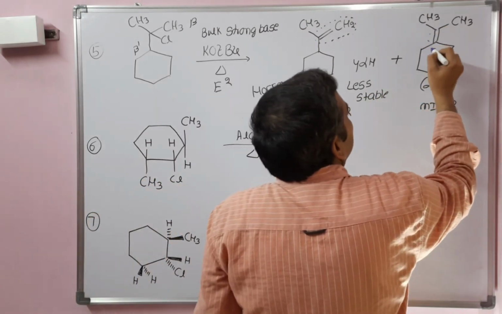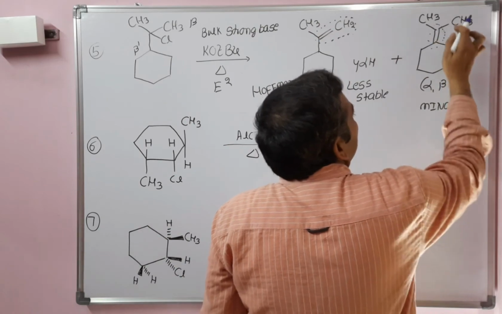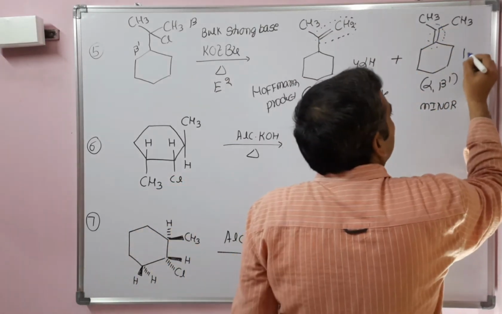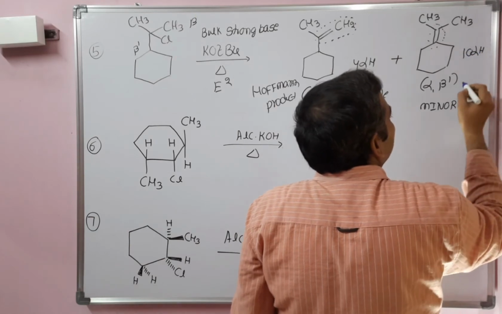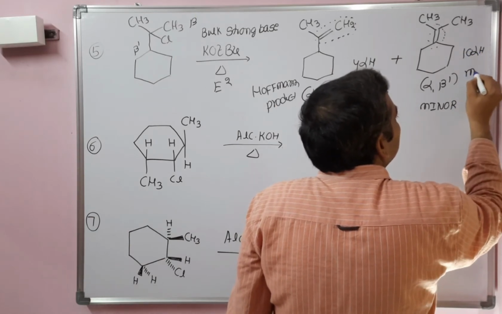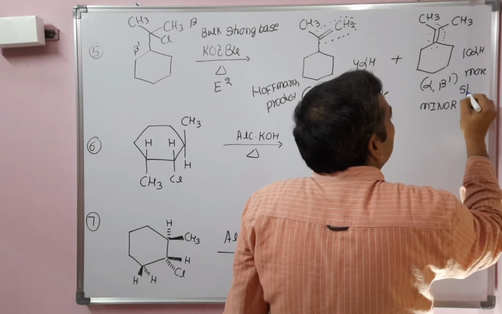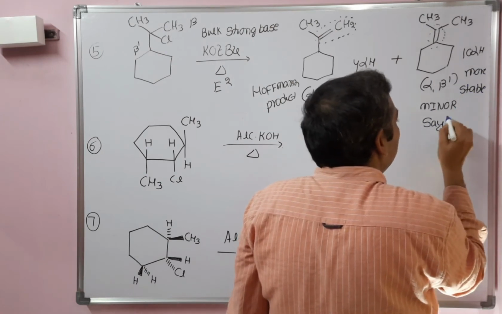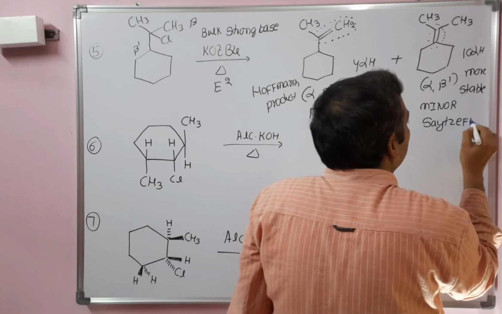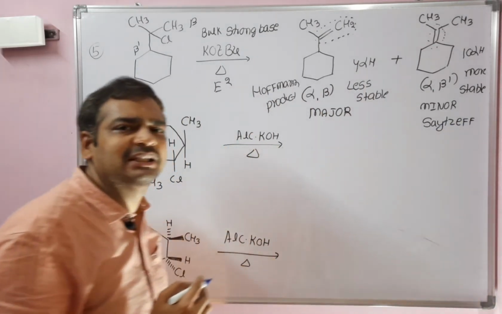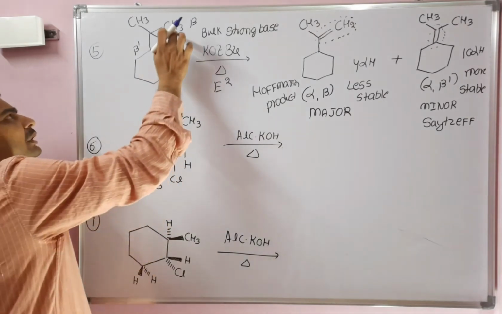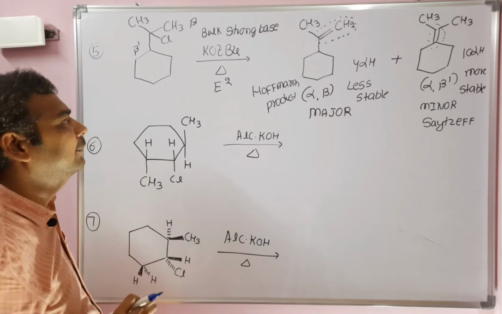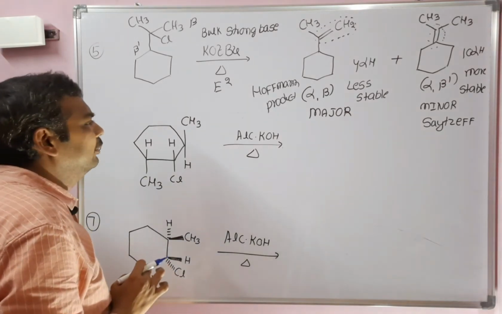Whereas here, if you see this double bond, 4 side substitutions are there, 3 plus 3 plus 2 plus 2, and 10 alpha hydrogens are there, that means 10 hyperconjugated structures are there. Definitely this is the more stable compound, but still it is the minor product. Why minor? Because a bulky strong base will abstract a beta hydrogen where the sterically less crowded beta carbon is there. Next example.